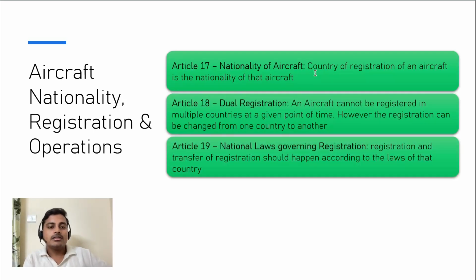Article 19, National Laws Governing Registration. Registration and transfer of registration should happen according to the laws of that country where it is happening. So each country has its own laws and procedures for registering and transferring ownership of aircraft. The Civil Aviation Authority like DGCA in India, FAA in the US manages all aircraft registrations within their jurisdiction. Even though the Chicago Convention gives international guidelines, the specific process must follow national laws.